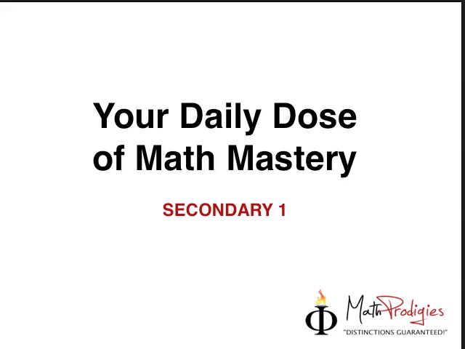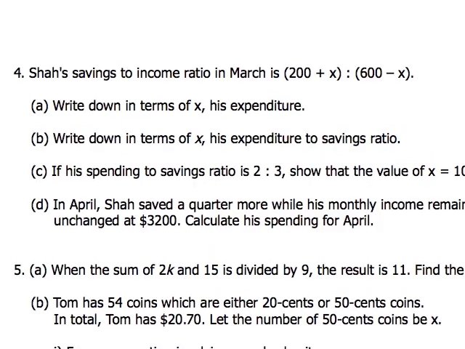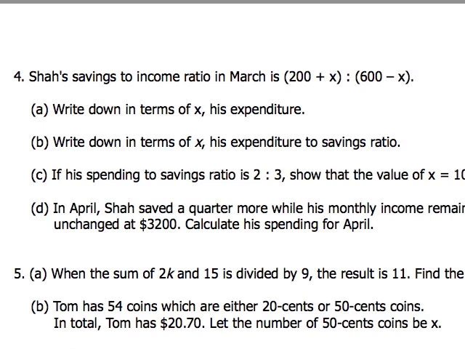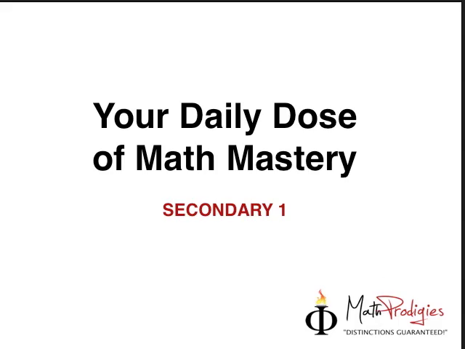We're going to go into question number 4 of your assessment paper number 4, which is pretty tricky. So let's take a look at the question right now. It says Shah's savings to income ratio in March is 200 plus x to 600 minus x. So basically this is a ratio, which means it could be 3 to 4, 4 to 3, whatever it is. Let's write that down first. Savings to income ratio, so I'm going to write S to I. The value is 200 plus x is to 600 minus x.